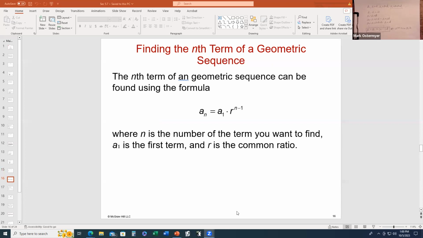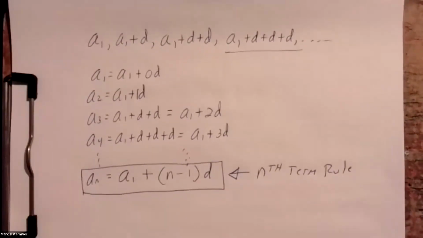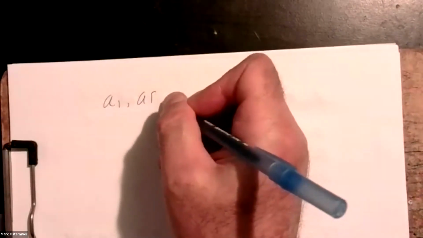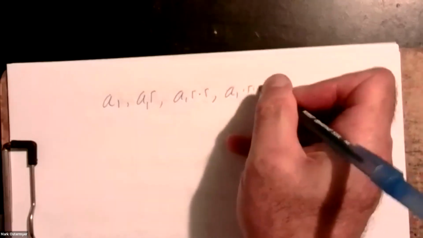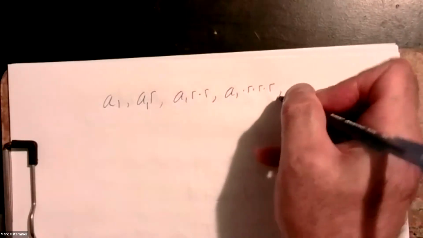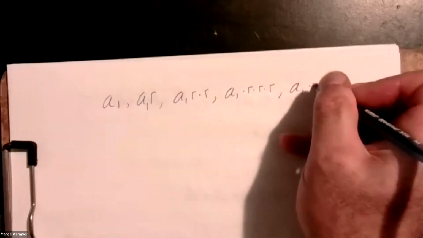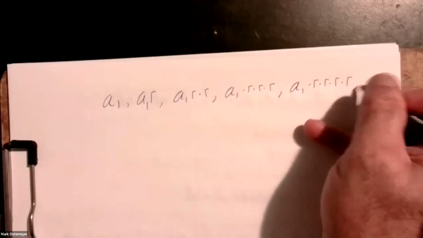All right, now how would we develop an nth term rule for a geometric sequence? Well, we do so similarly as how we developed it for an arithmetic sequence. The first term of a geometric sequence is a sub 1. The second term is found by taking the first term and multiplying it by the common ratio. Third term is found by taking the previous term and multiplying it by the common ratio. The fourth term is found by taking the previous term and multiplying it by the common ratio. Next term is found by taking the previous term and multiplying it by the common ratio.